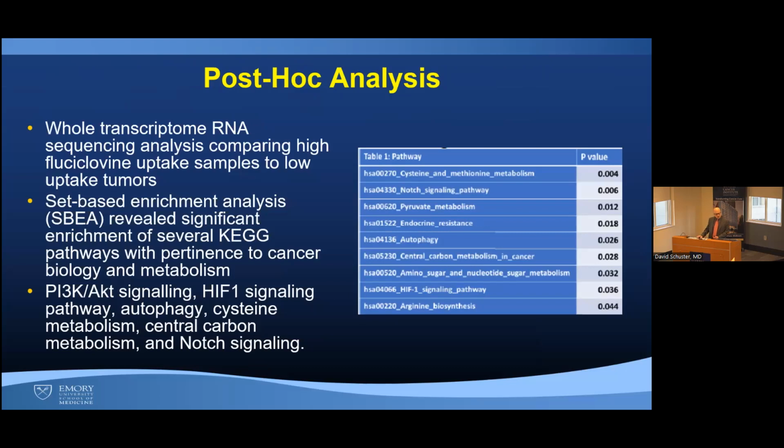We also did a post hoc analysis. We did whole transcriptome RNA sequencing, comparing those lesions with high fluciclovine uptake to low uptake tumors. There wasn't a lot of tissue to do this with, but we found that set-based enrichment analysis revealed significant enrichment of several KEGG pathways with pertinence to cancer biology and metabolism. So this involved PI3K, AKT signaling. We also know that fluciclovine reflects amino acid metabolism, which is associated with the mTOR pathway, HIF1 signaling, cysteine metabolism, central carbon metabolism, and Notch signaling.